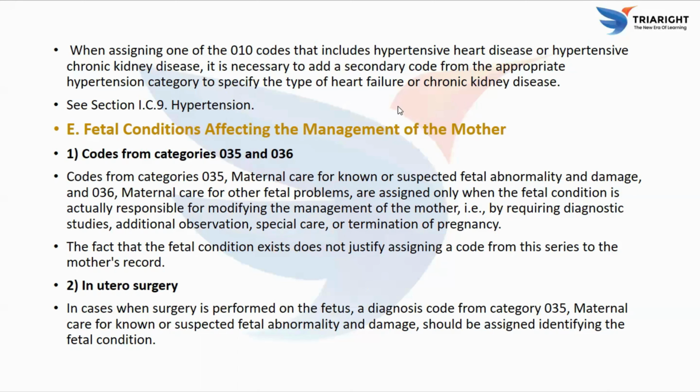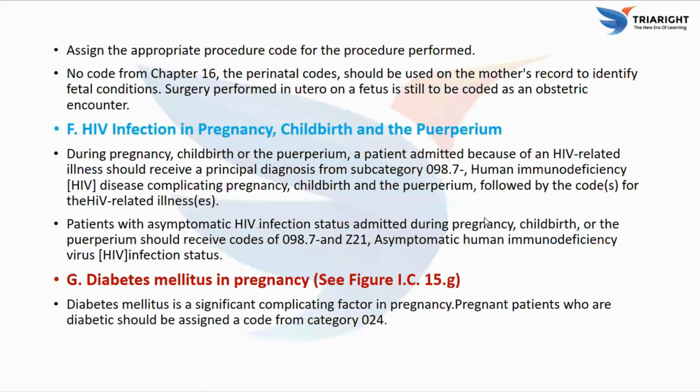So this is about the O35 and O36 category codes. So next is HIV infection in pregnancy, childbirth and puerperium. When a pregnant woman has HIV, coding must show both that she is pregnant and HIV is affecting the pregnancy. That's why ICD-10 uses O98.7 category codes, which show HIV complicating pregnancy.